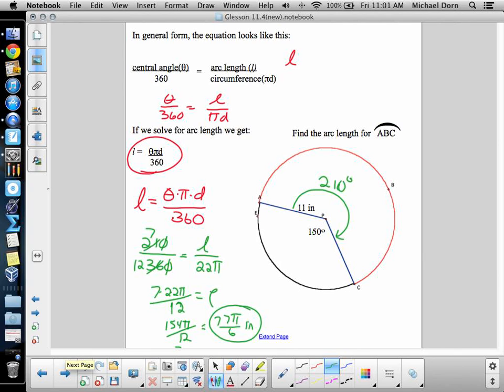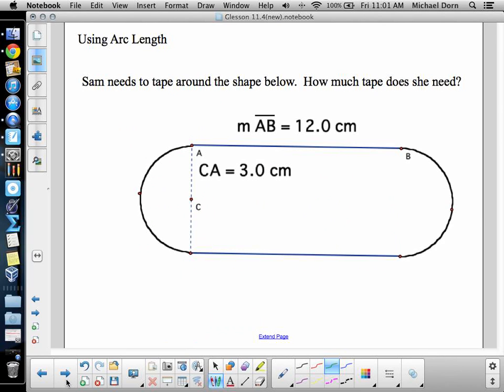So a lot of times my final number winds up a little bit messy, but that's how we do it. That's arc length. We're out of here at 02.